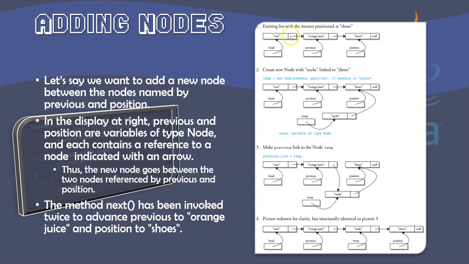So if we look at our flow chart, we'll see we had our three nodes to start with. We have code, orange juice, and shoes. And then we're going to say, hey, we're going to create a new node with socks. So that was the one we deleted, but we're creating a new one. And we're going to link that back to shoes. And what we want to do is make previous link be set to the node temp. So this is now going to point here. So instead of orange juice pointing to shoes, it's now going to point to socks.